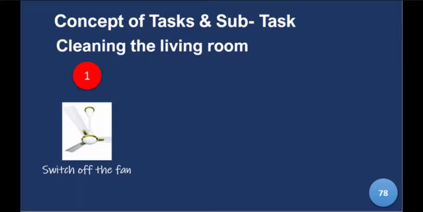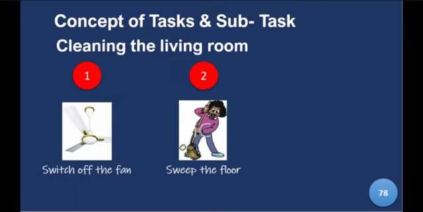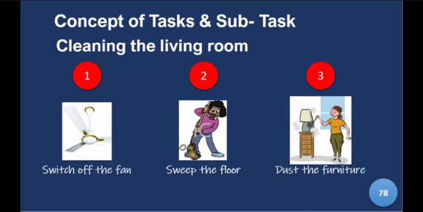Whenever you were going to clean the living room, you were asked to switch off the fan, and the whole idea was to clean dust and keep the place very clean. Then you were asked to sweep the floor. That was the major task, and after that, you were asked to dust the furniture. So the main task is to keep the living room clean, but to do that, these are three things you needed to do. There's a main task and then there's a subtask.